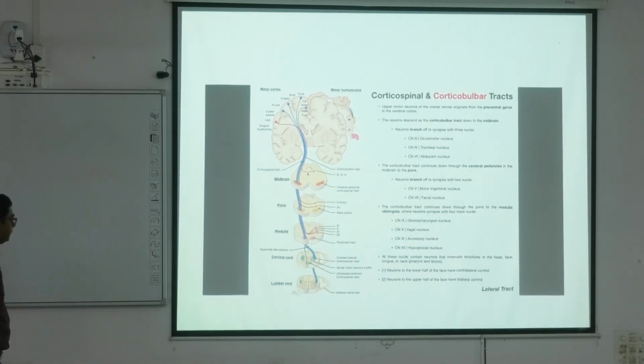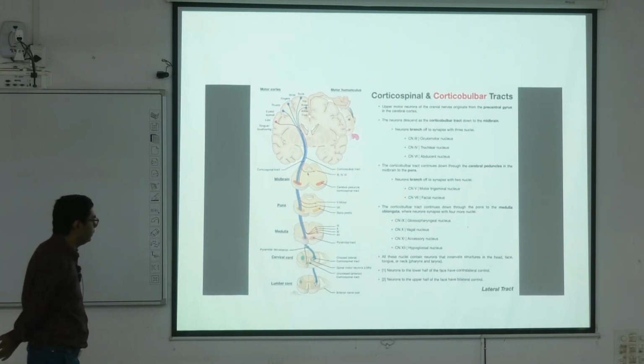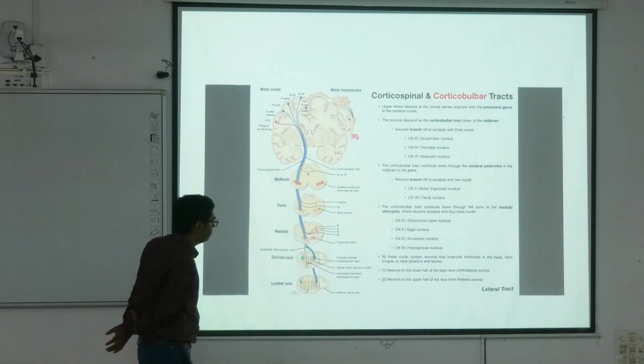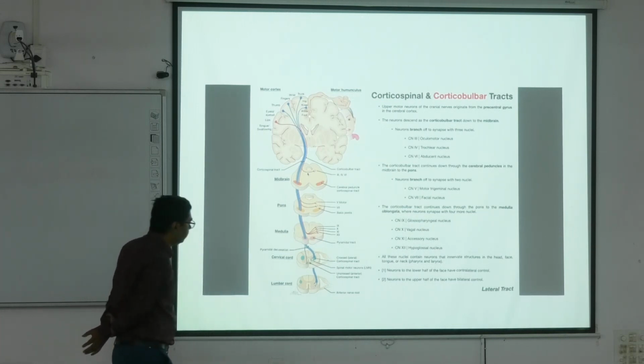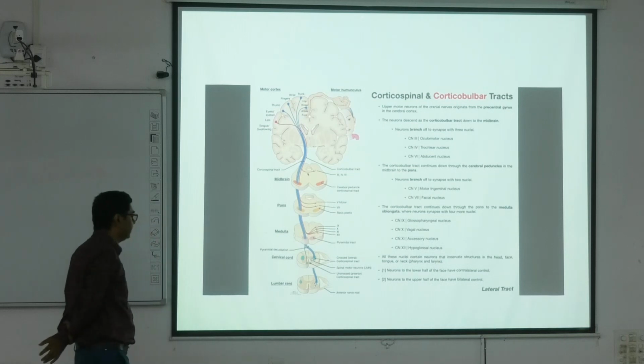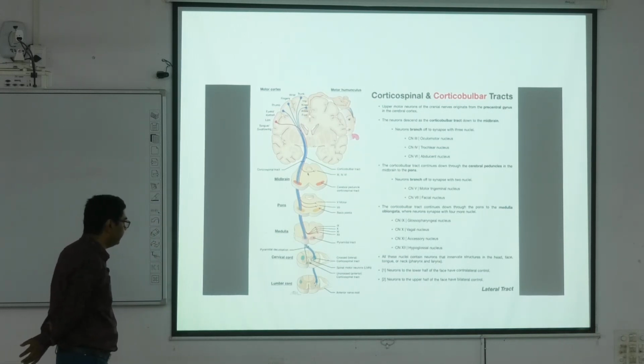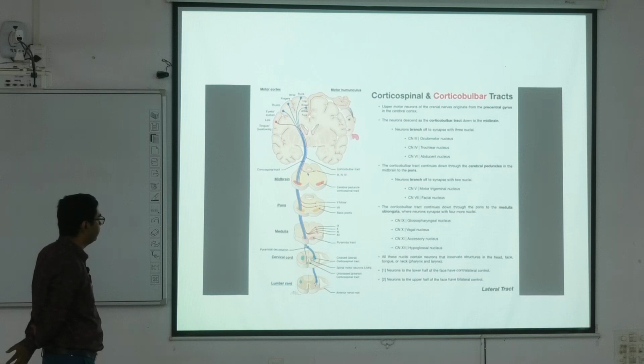Corticobulbar, because the corticobulbar tract continues down through the pons to the medulla oblongata, where the neurons synapse with the motor nuclei: glossopharyngeal, vagus, spinal accessory and hypoglossal.